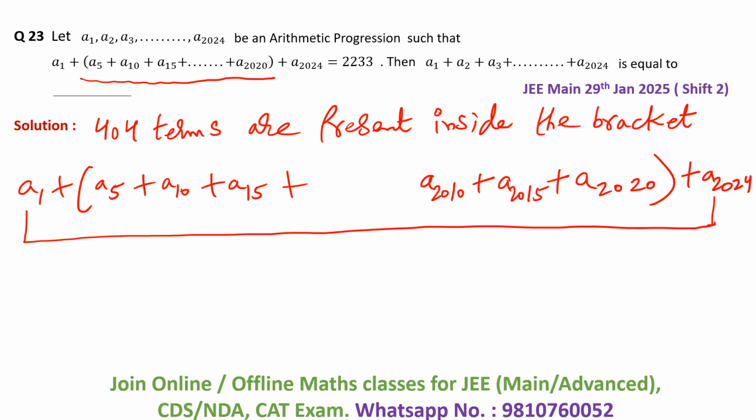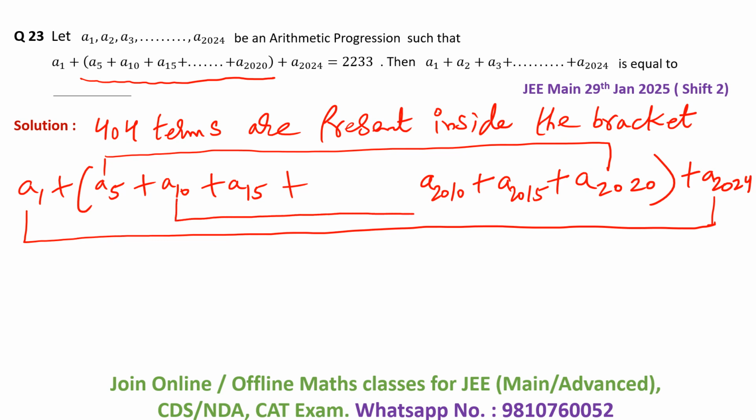A5 and A2020 are the fifth terms from the beginning and end of the AP. A10 and A2015 are the 10th terms from the beginning and end of the AP. A15 and A2010 are the 15th terms from the beginning and end of the AP. So that means in this particular sum, we are going to have such pairs in which there is a sum of equidistant terms from the beginning and end of the AP. Fine.